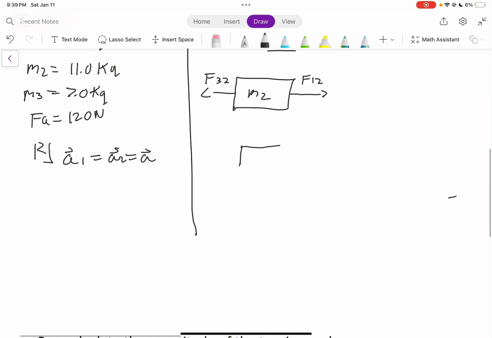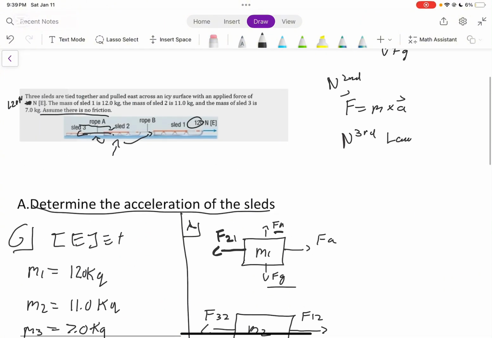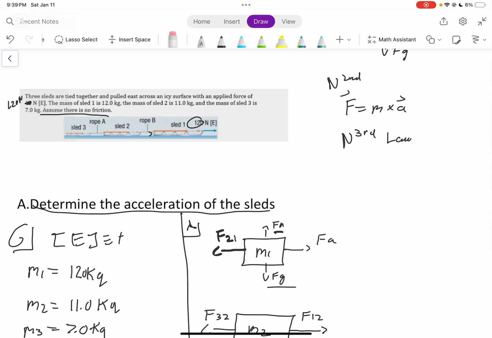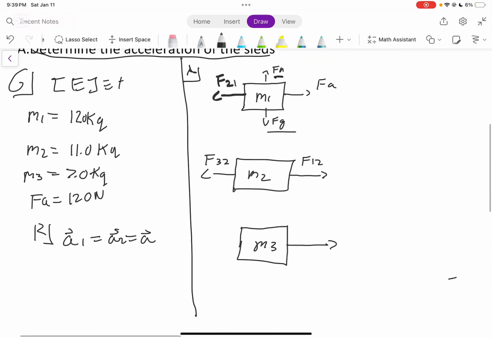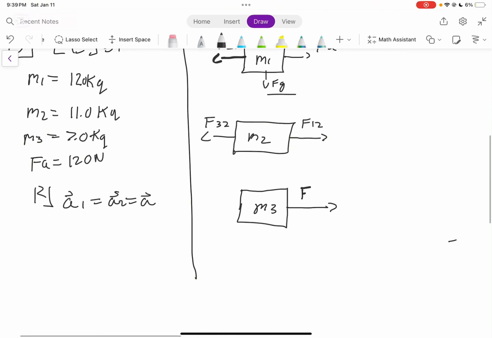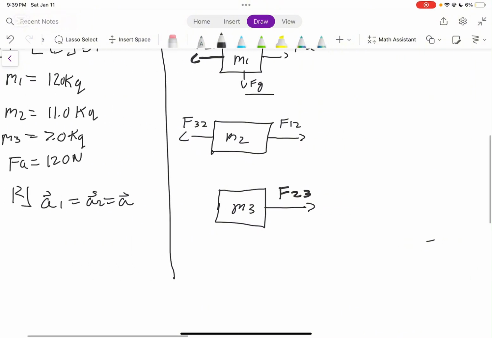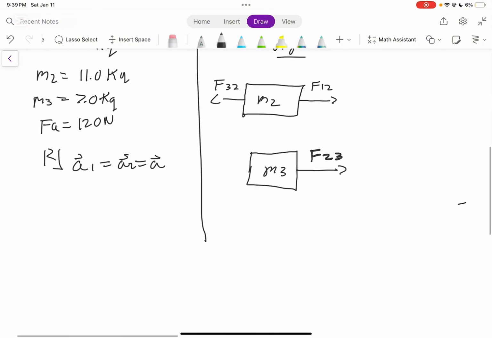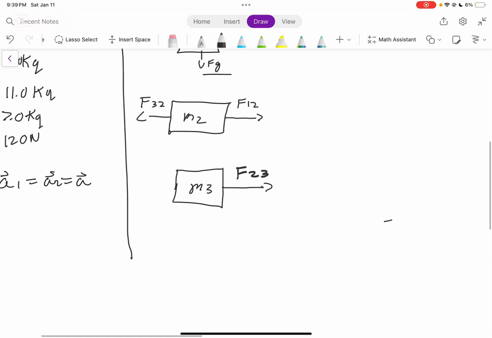Now let's draw a third free body diagram for our third object, so our M3. This object right here is only connected to object 2. So we know that the only force on this is going to be the force of 2 on 3, the force of object 2 on 3. And there's no other objects with it, so that's the only force that we have.